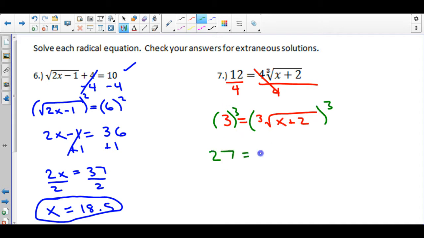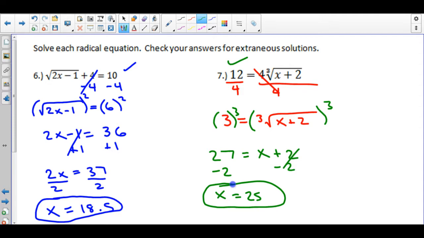And on the right side, I have x plus 2, because again, the cube and the cubed root cancel each other out. So then my last step is just to subtract 2 on both sides. So I get x equals 25. And again, we'll check the answer real quick. If I substitute 25 in for x, 25 plus 2 is 27. The cubed root of 27 is 3, and then 4 times that 3 would give me my 12. So this answer also works out.